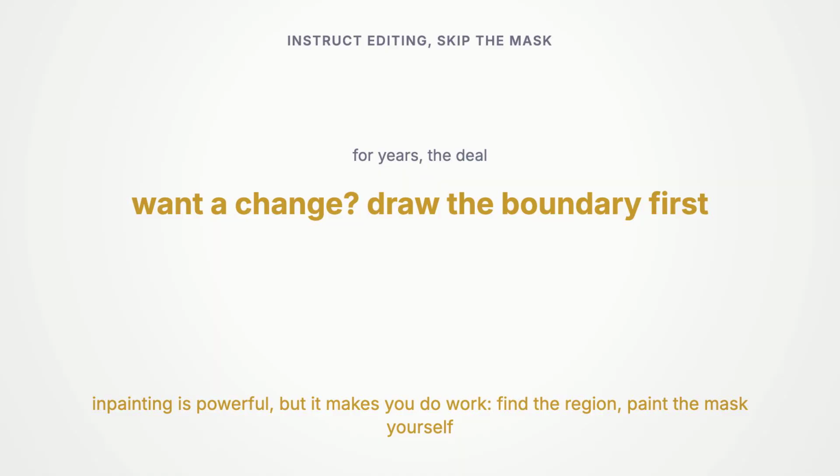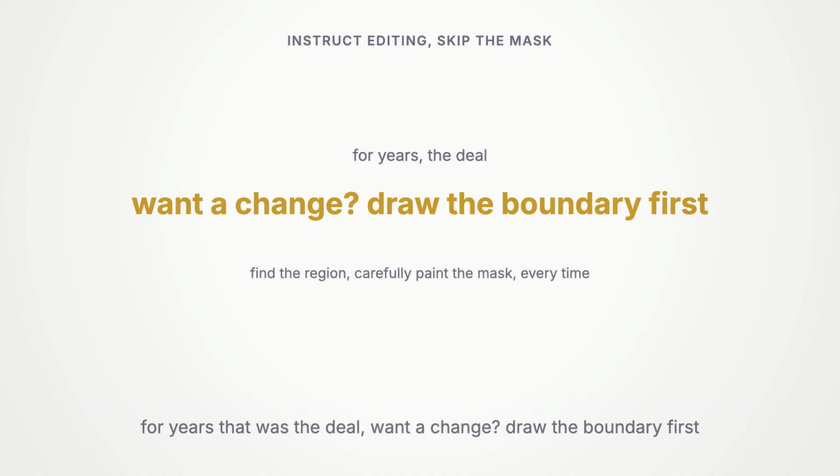Inpainting is powerful, but it makes you do work. You have to find the right region and carefully paint the mask yourself. And for years that was the deal. Want to change something? Draw the boundary first. Then came the shift that put this in everyone's hands.